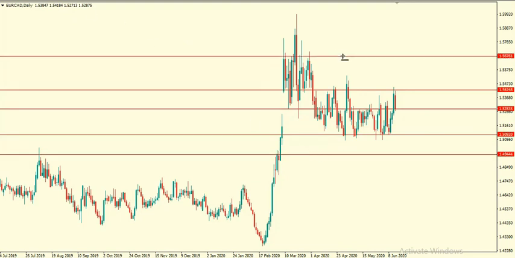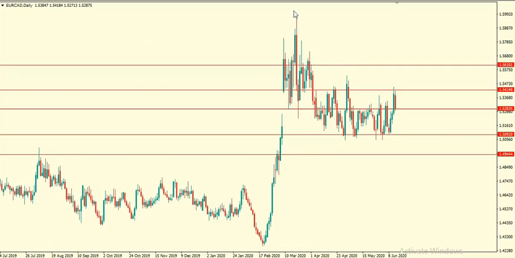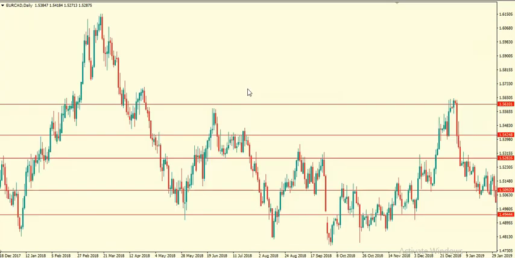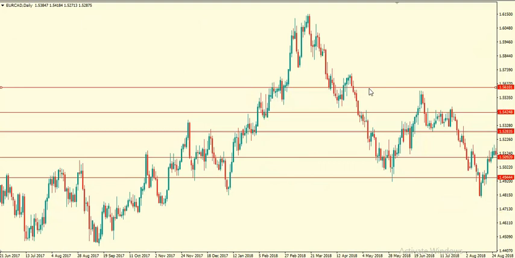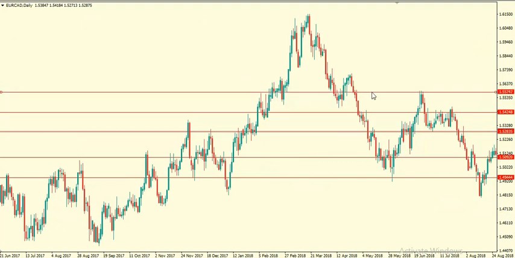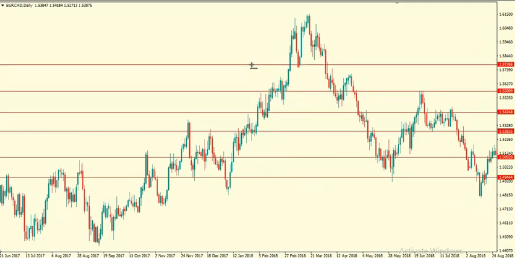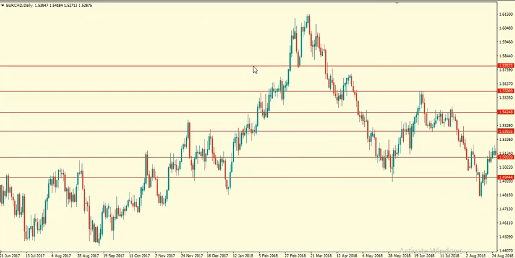We have one. This is choppy. Let's scroll back, see if we can get something good. Okay, so we have one at this point, and the last level I will be paying attention to will be this.